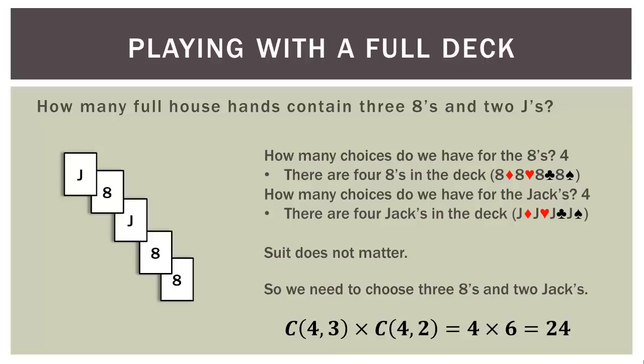Now, when I do the video portion, I'll actually show you some examples of how this will work with the cards, okay? So, in this case, we just have 24. 4 choose 3 for the eights, 4 choose 2 for the jacks. Multiply those together, and we have 24.